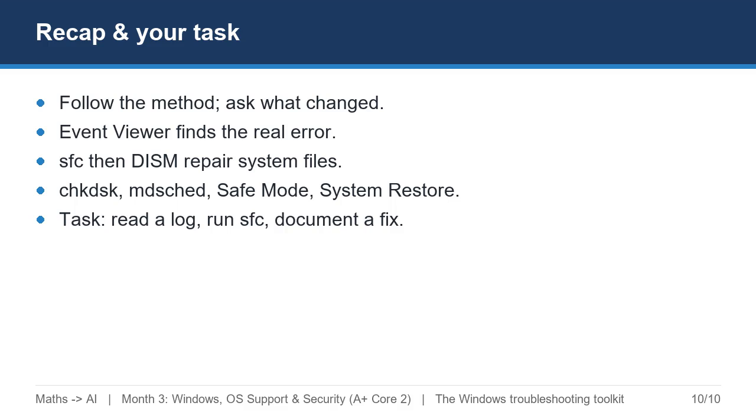Let's recap your toolkit. Follow the troubleshooting method and always ask what changed. Event Viewer finds the real error behind vague symptoms. SFC, and then DISM if needed, repair corrupt system files. Check disk and memory diagnostic test your hardware, while Safe Mode and System Restore recover a broken PC. And you always document the fix.